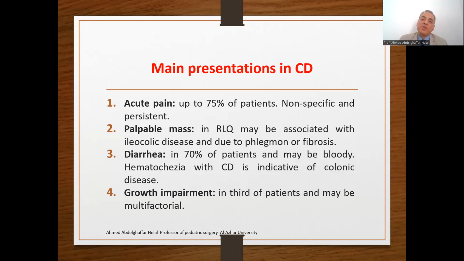The main presentation here is abdominal pain, in up to 75%, usually non-specific and persistent pain. A palpable mass may be present in the right lower quadrant. The disease produces granuloma, thickening, and fibrosis, so there may be a mass. Maybe diarrhea, yes. Diarrhea also happens in cases where Crohn's disease affects the colon. Growth impairment occurs in about one third of patients and may be multifactorial.